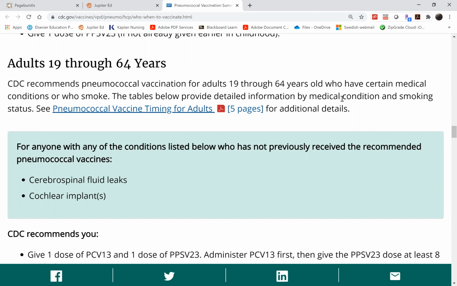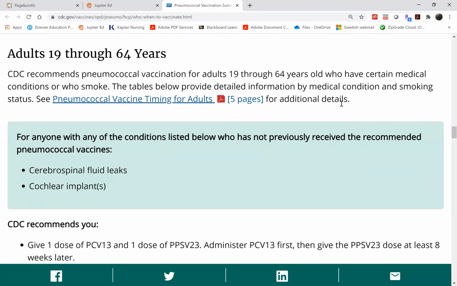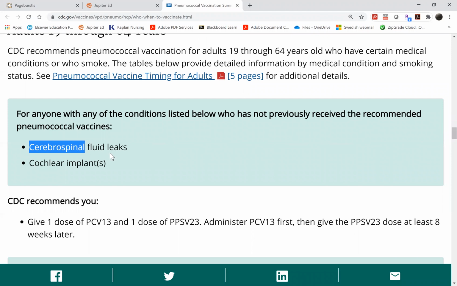However, age isn't the only qualification. The other indication is if I'm between 19 and 64 and I have these conditions here. So I was born with a hearing problem and got a cochlear implant, or I have CSF leaks for whatever condition. These two conditions put me in a unique immunocompromised state, very high risk for respiratory infections. Therefore, I must be protected from pneumonia.